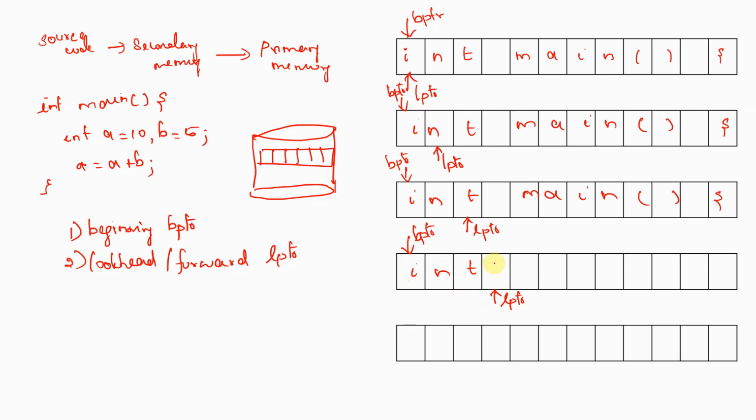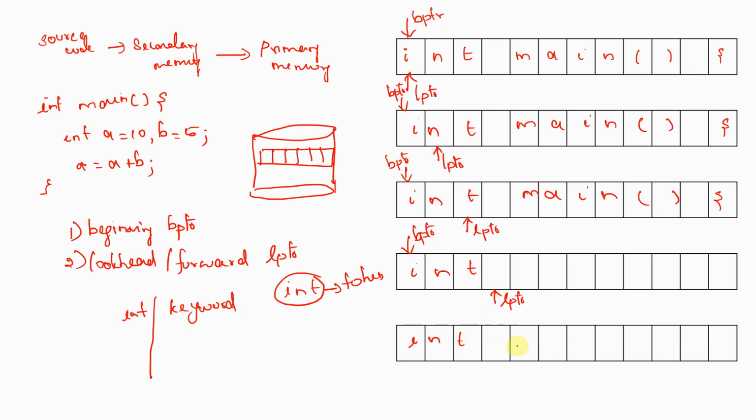Whenever the lookahead pointer reaches an empty space or a special character from the lexeme, it will identify whatever it has read. So far it has read I, N and T, so it will be identified as a token, and this gets stored in the symbol table. The integer is a token, which is nothing but a keyword. After doing that, the lexical analyzer starts to read the next character.